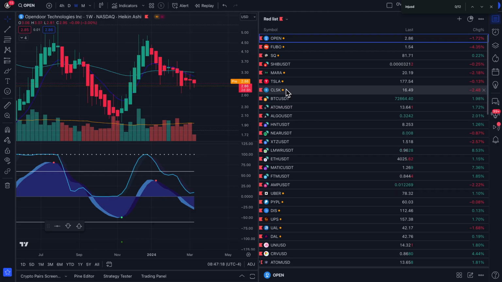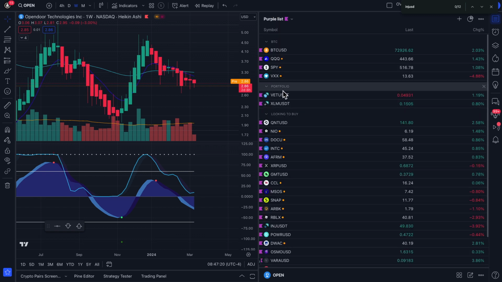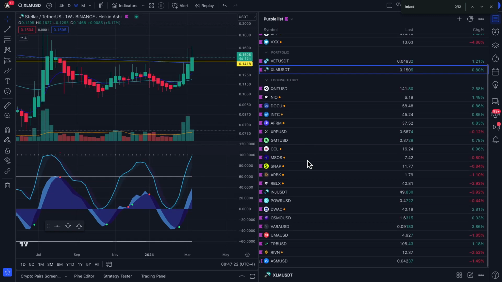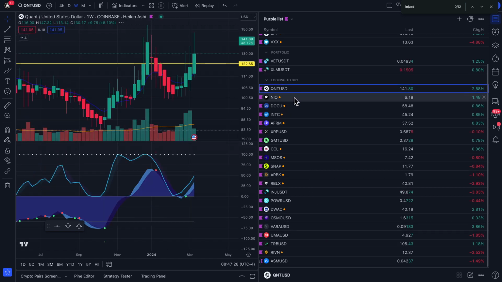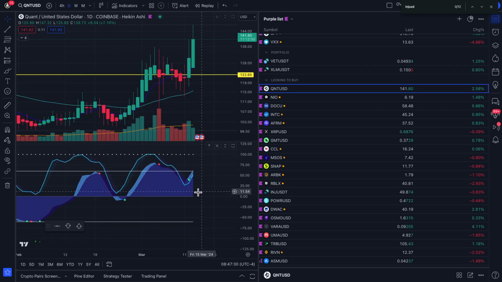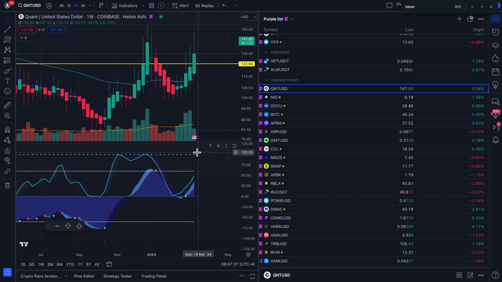Here's my list. These are the names I own and I'm looking to buy. VET and XLM are my only positions. These are names I'm looking to take positions on based on where they're at on the stochastic RSI, on the daily and on the weekly. If I'm looking at QNT, I'd probably be buying QNT today, if I want to own it, and I'd be riding this wave all the way up to 100.